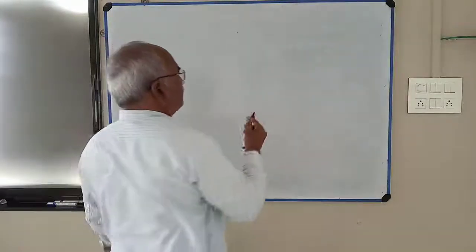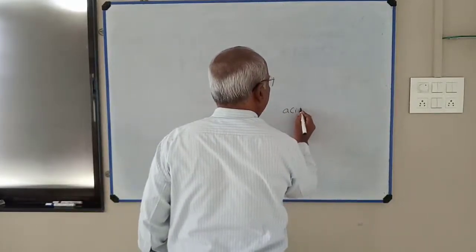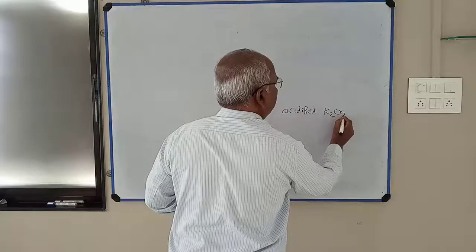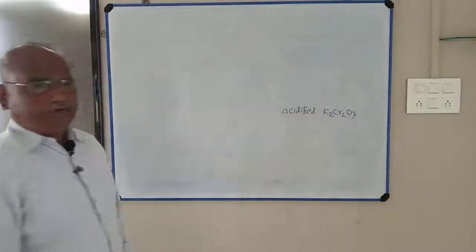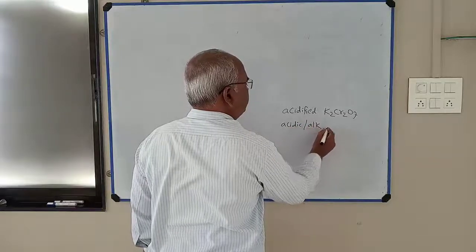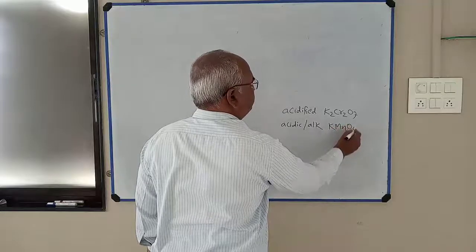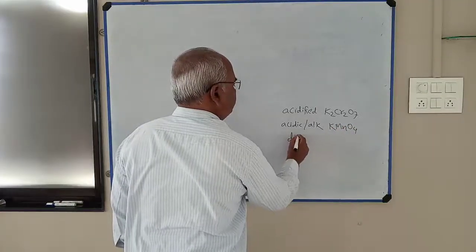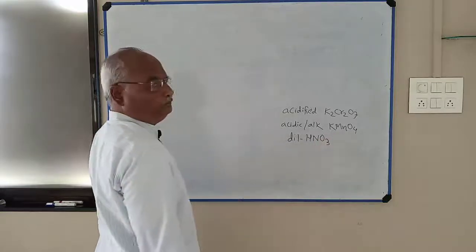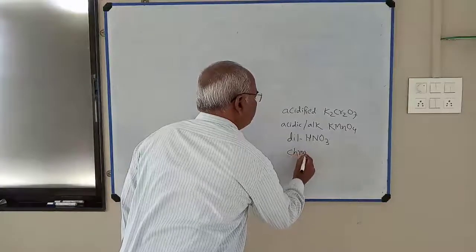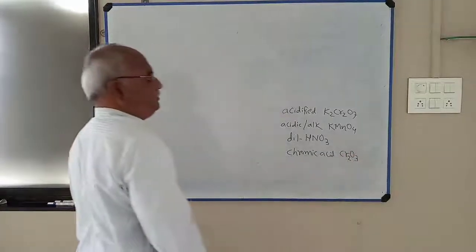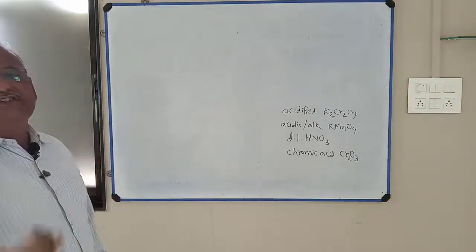So you know that acidified K2Cr2O7, potassium dichromate, and acidic or alkaline potassium permanganate, or dilute HNO3, nitric acid, or chromic acid, Cr2O3. These are oxidizing agents.